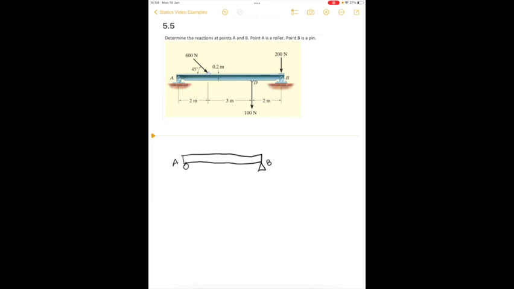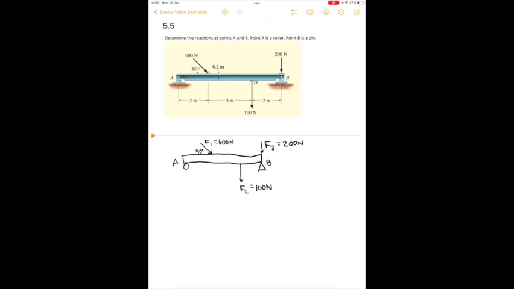So let's start drawing the external forces. We see this force, which I'll call F1, is oriented at a 45-degree angle. We have this force, which I'll call force 2. It's equal to 100 newtons. And F1 was 600. And we have a third force, which I'll call F3, with a magnitude of 200 newtons.